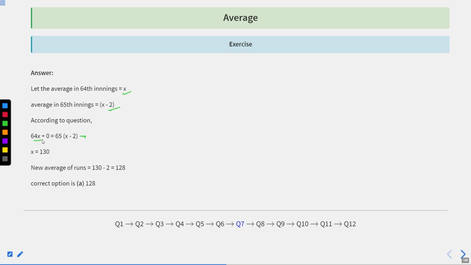64x represents the total number of runs he scored till 64th inning. And 0 is the new score in 65. So 64x plus 0, because there is no new score added. So 64x plus 0 is his runs scored after 65th inning. And 65 times x minus 2 is total runs after 65th inning. On solving this, you will have x equal to 130, and the new average of runs will be 130 minus 2, that is 128. The correct option here will be 128.